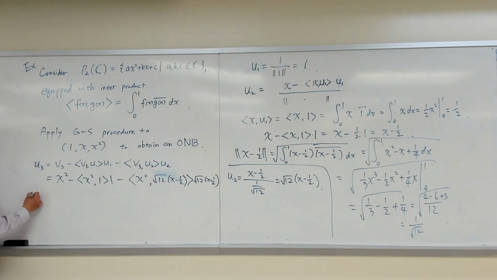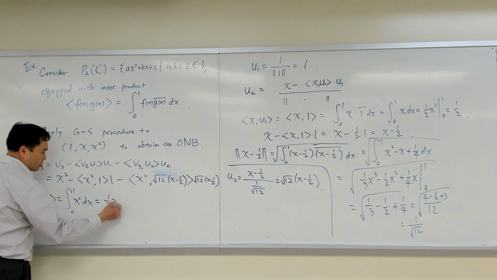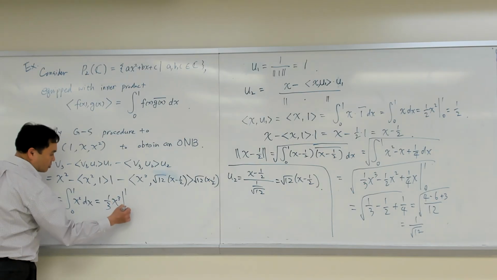If I do the inner product of x squared and 1, that's going to be the integral from 0 to 1 of x squared times 1. I'll skip, 1 bar is just 1, so it'll be just this. It'll be 1/3 x cubed from 0 to 1, which is 1/3.